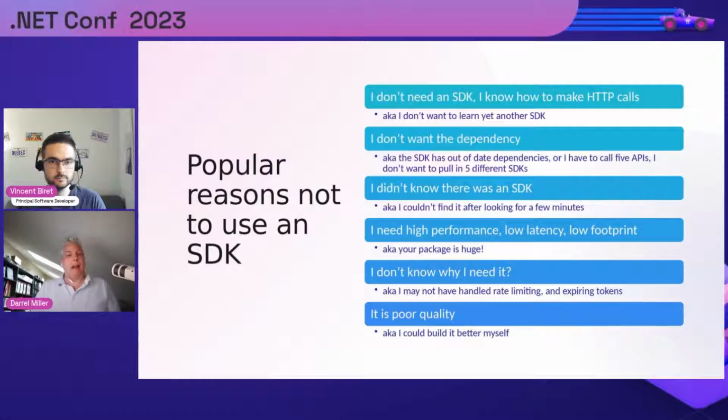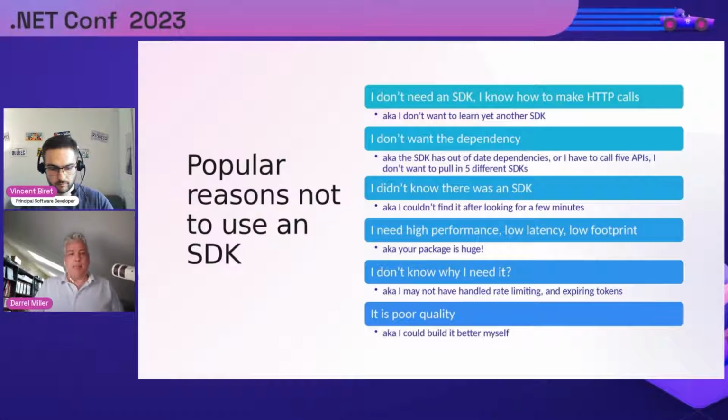People will tell us, I need high performance, low latency, low footprint. And when you're working on an API the size of Microsoft Graph with 22,000 endpoints, it's very true that the package size is pretty big. Not the kind of thing that you would want to ship on a mobile client or in a SPA application where bytes matter.